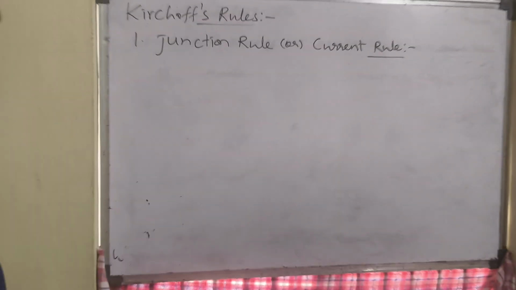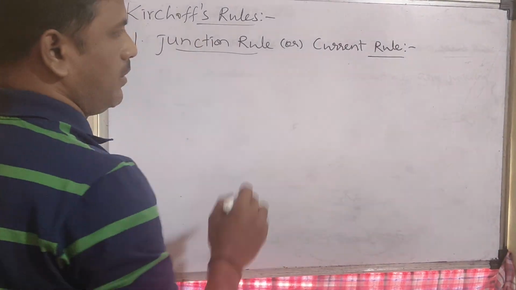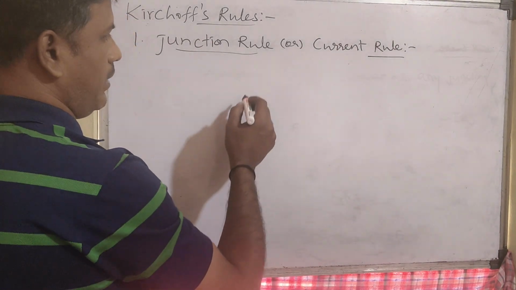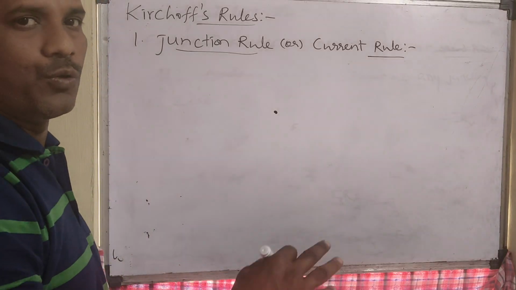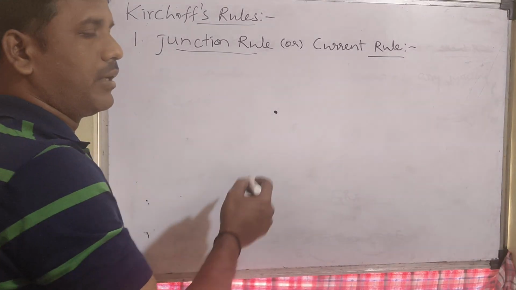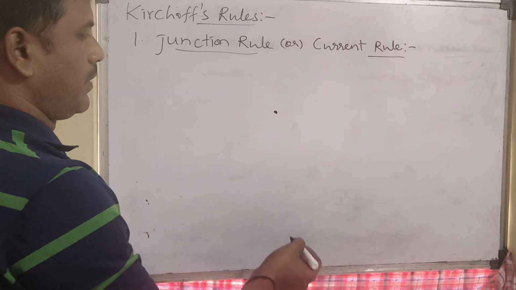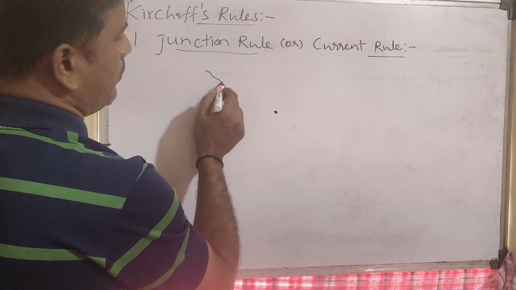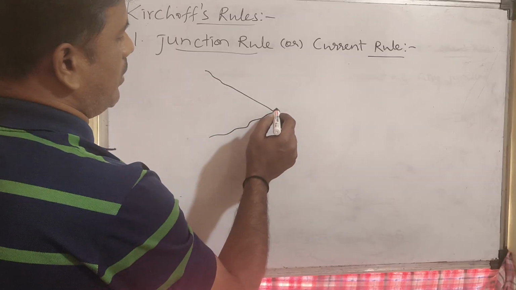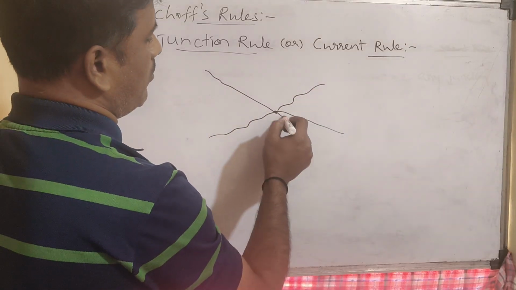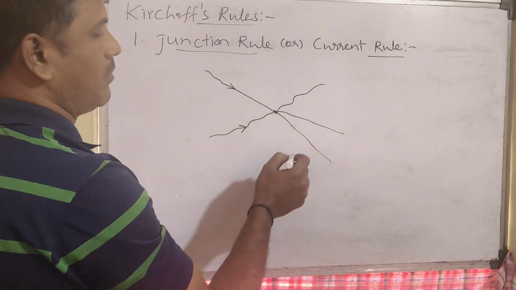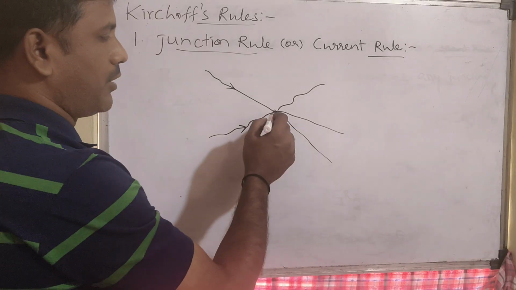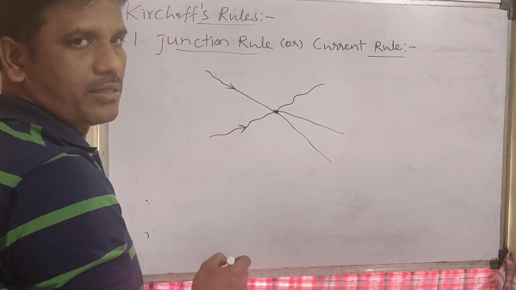According to the junction rule, a junction means two or more wires connected at a single point. For example, this is one wire, this is another wire, and another wire. Here all five wires are connected at a single point, and that is called a junction.